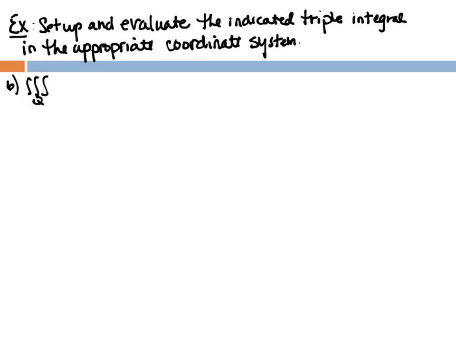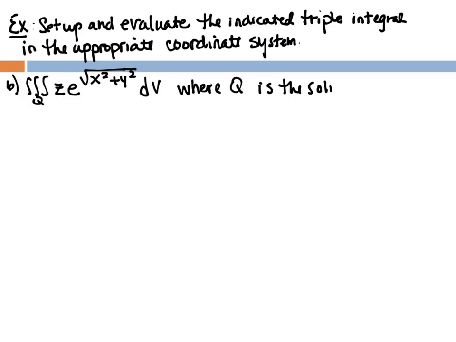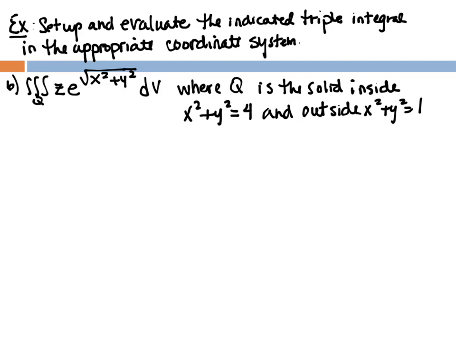A triple integral over the region Q of z e to the square root of x squared plus y squared dv, where Q is the solid inside x squared plus y squared equals 4, and outside x squared plus y squared equals 1, between z equals 0 and z equals 3.